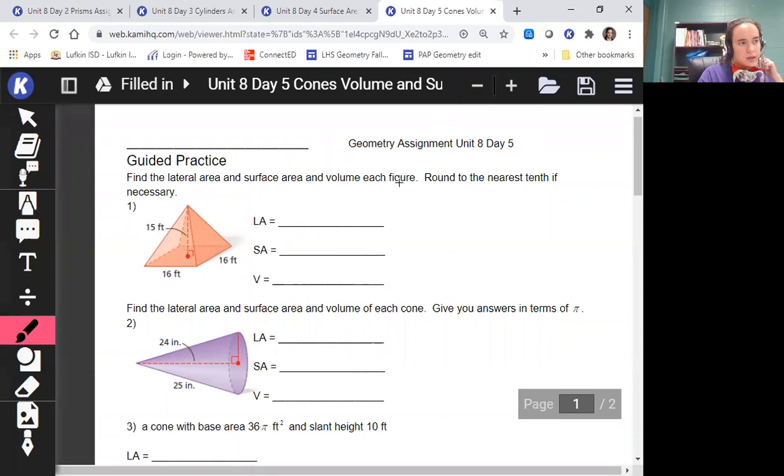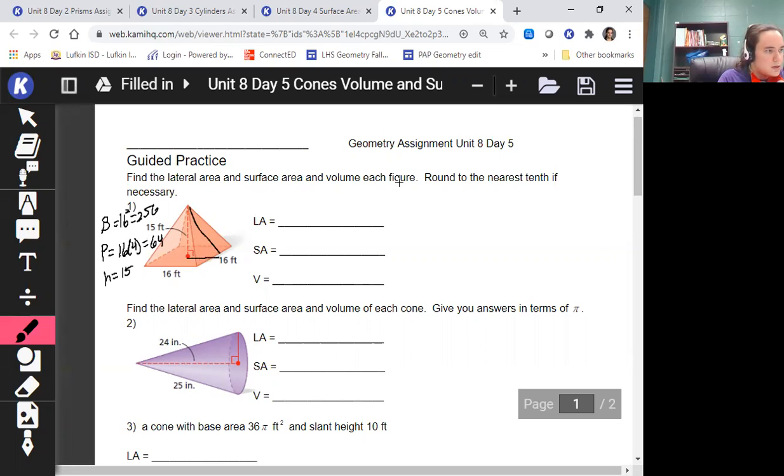Now we are going to do the guided practice for cones. Now our first shape is not a cone, it is a pyramid. So we need to find the area of our base, which is going to be 16 squared, which is 256. We need to find our perimeter, which is going to be 16 times 4, and that's 64. We have our height, and that's 15. And we need to find our slant height.